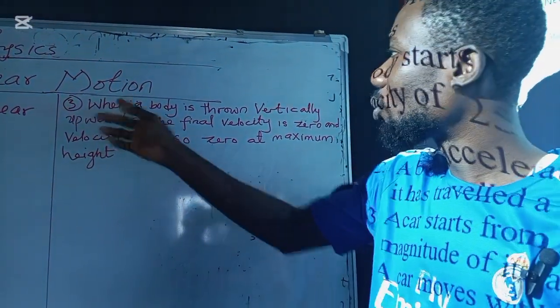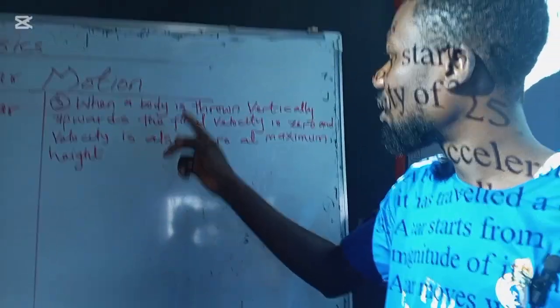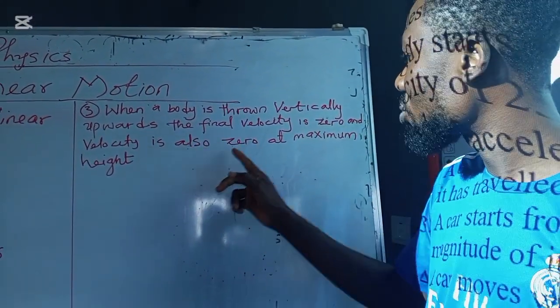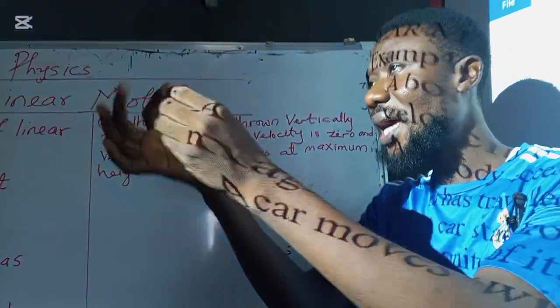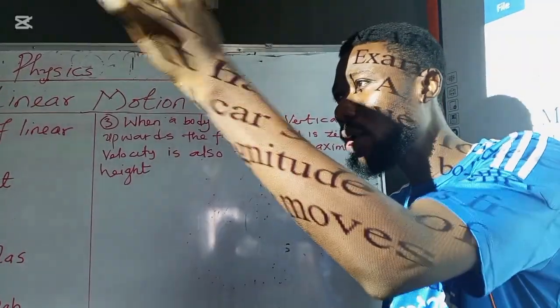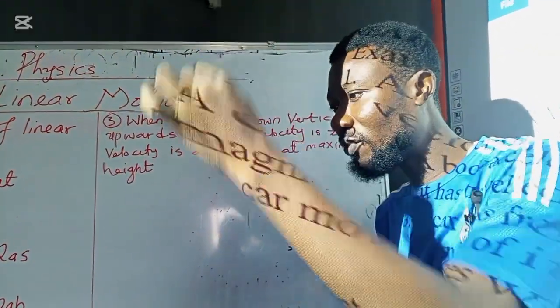Downward. That's what we are saying here: when a body is thrown vertically upwards, the final velocity is zero. Velocity is also zero at maximum height. That's what I'm explaining when I throw this upward. At this point, this is regarded as the maximum height before this marker starts falling down.